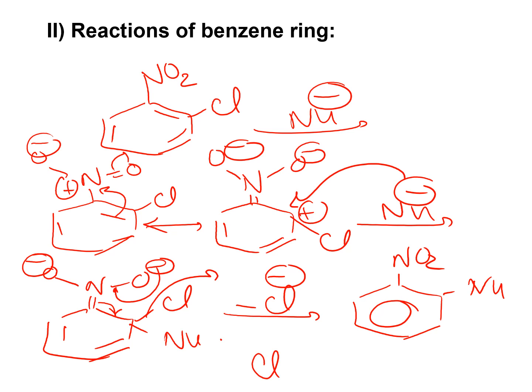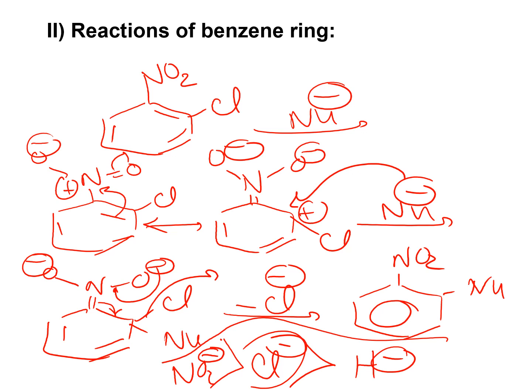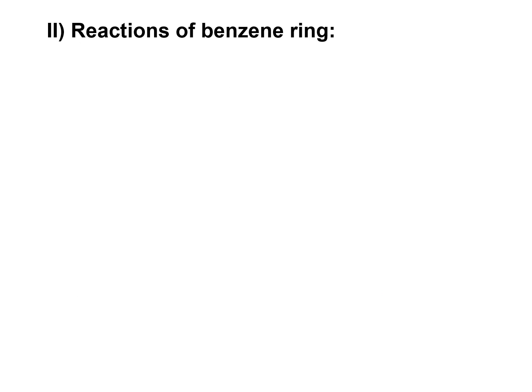A chloride is much more stable than a hydride, so it's a better leaving group than the hydride. And the nitrite is a much easier leaving group than the chloride. So in case suppose that you have a compound like that.